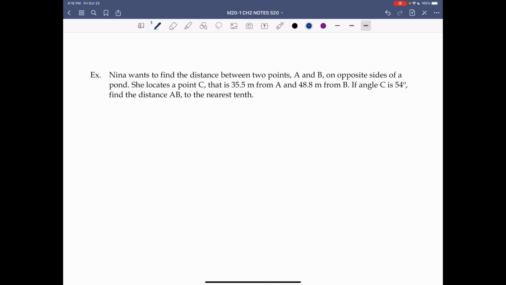Solving for a side, the formula is a squared equals b squared plus c squared minus 2bc times cos of angle A. And solving for an angle, we have cos angle A equals b squared plus c squared minus a squared divided by 2bc.